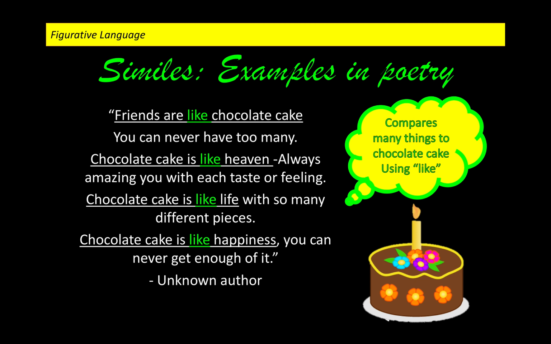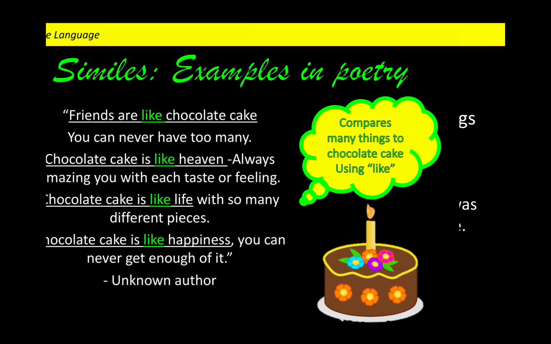And you can see like all the way down that poem, you can see like and like in green. And of course, you can also use similes with as, but that was that one example.